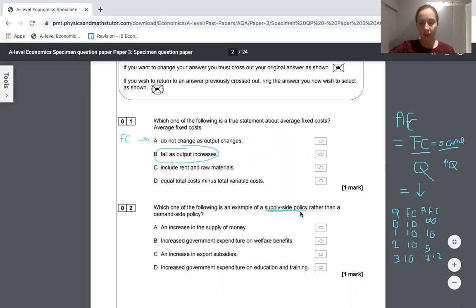Okay, a supply side policy. I'm looking for something that shifts the AS, so something that shifts that long run AS curve to the right. That's determined by things like the quantity of the factors of production available or the quality of them. So anything like technology, for example, that can affect the quality of capital, or education that could affect the quality of labor. So the only one that seems to fit into that really easily is D.